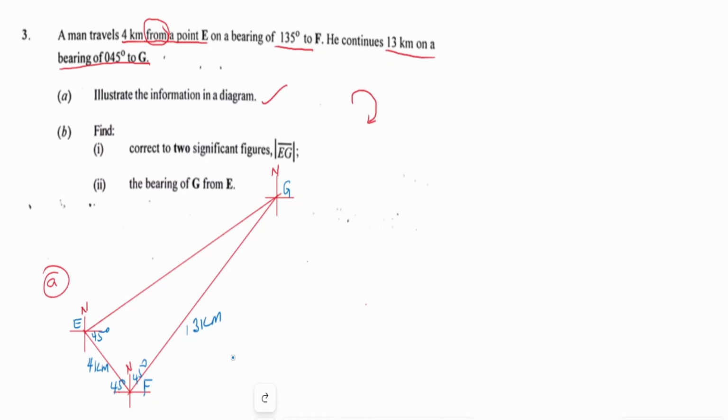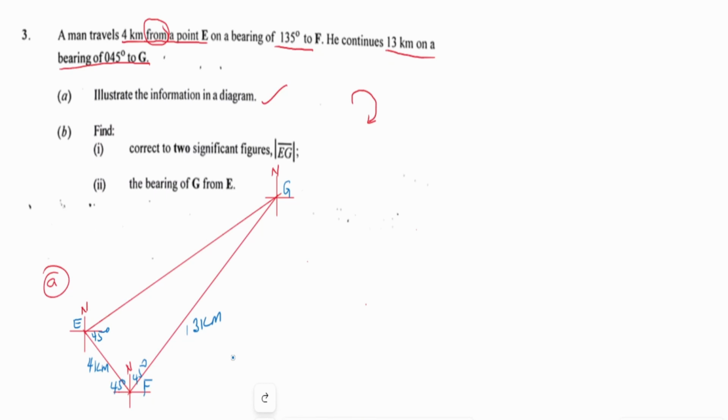The 4 kilometers and the 13 kilometers should at least be proportionate, okay? So for example, you have to try for the FG to be approximately 3 times the EF, right? So that is what I did. This part answers the A part of the problem, which is for us to illustrate the information in a diagram. So a man travels 4 kilometers from the point E. So E is the starting point, on a bearing of 135 degrees to F. And then he continues 13 kilometers on a bearing of 45 degrees to G. So this is our diagram.